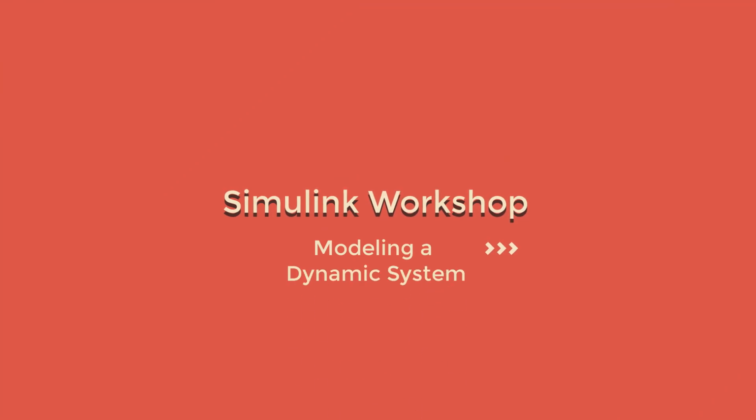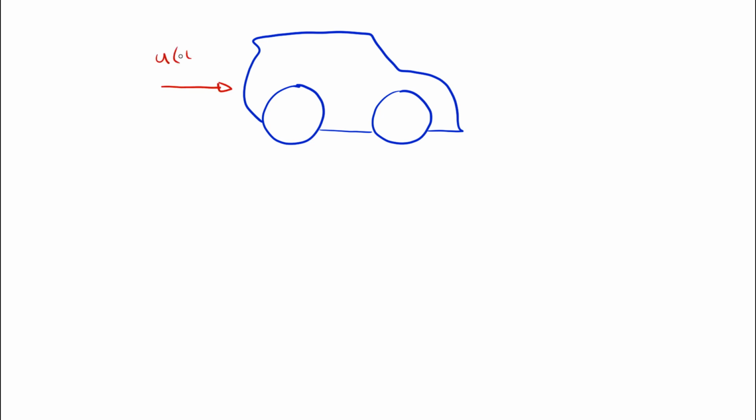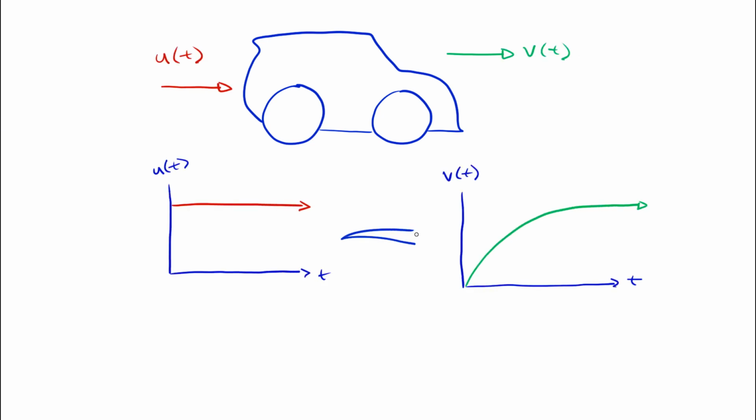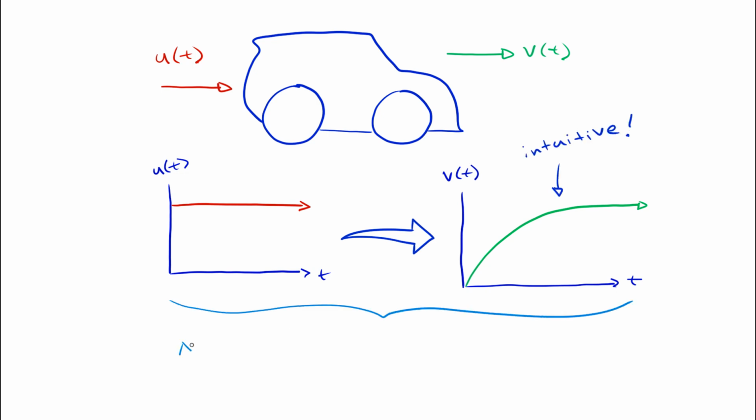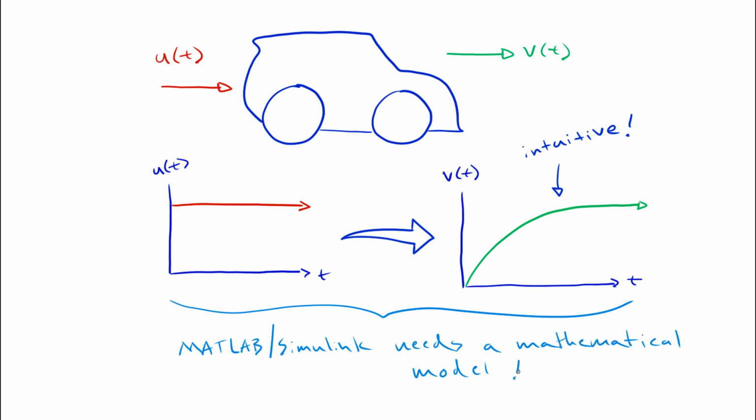In the previous video, we saw that if you applied a constant amount of thrust to a vehicle, the output looks something like this. We knew this intuitively. We also learned that Simulink requires a mathematical model that captures the system dynamics. Fundamentally, the process of mathematically capturing a dynamic system is called system identification.